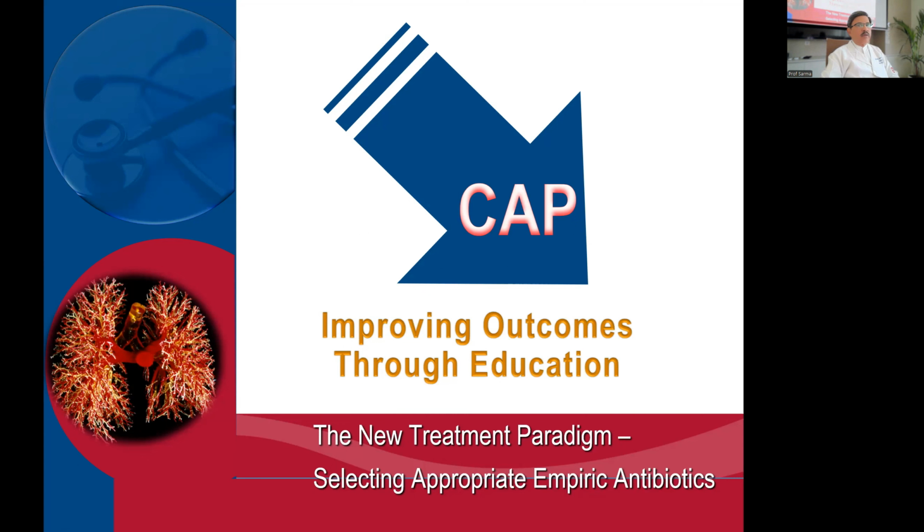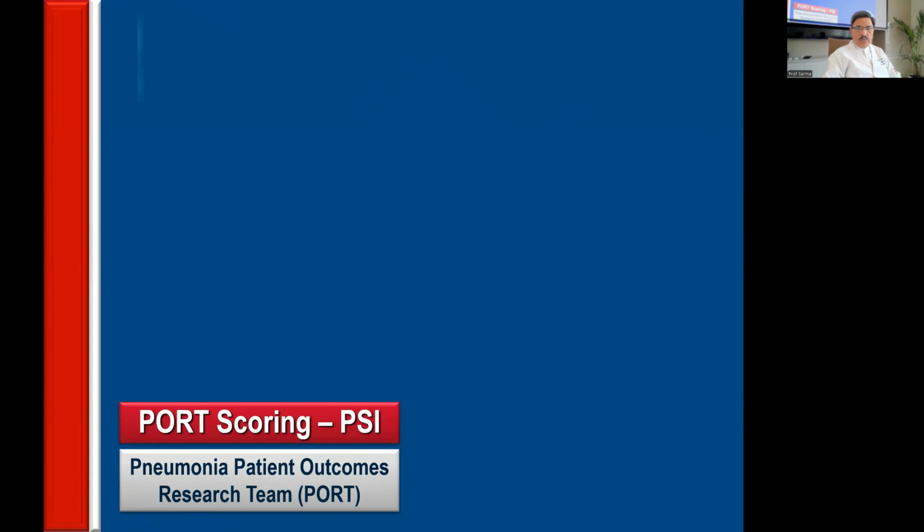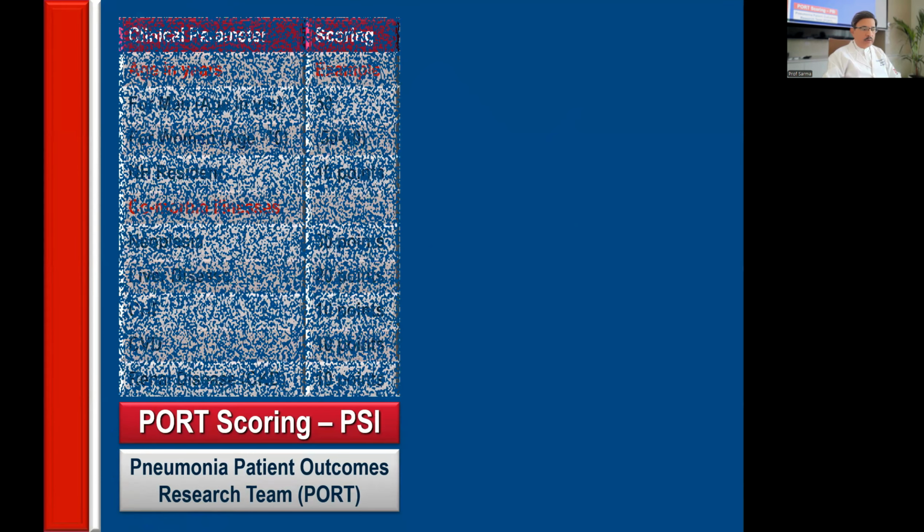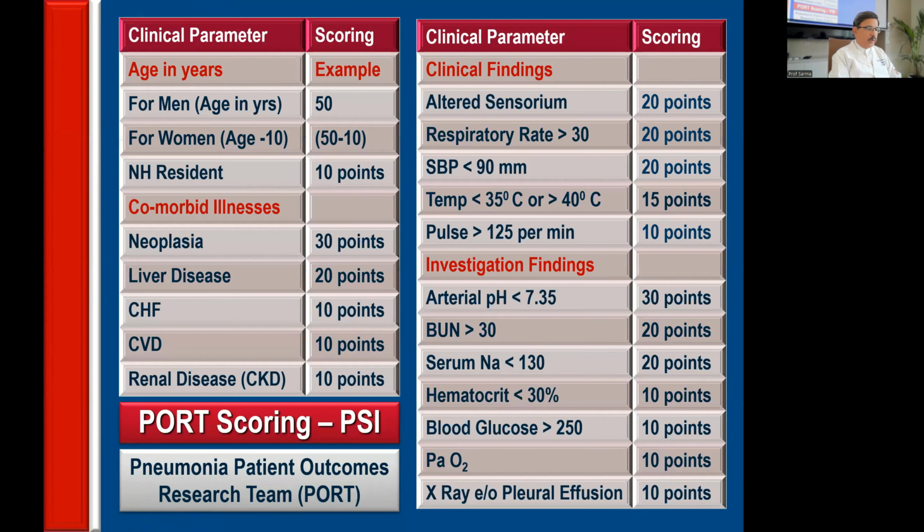The other day we were looking at the etiology, pathogenesis, classification, risk stratification, and assessment of a patient of pneumonia, community acquired pneumonia. Now it is for us to know how to treat the patient. So we used the PORT scoring, just recalling the PORT scoring.